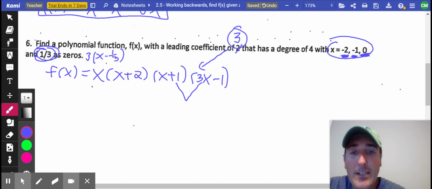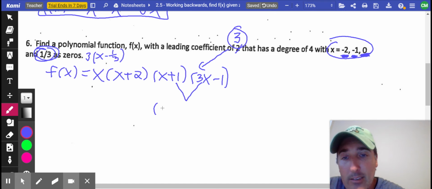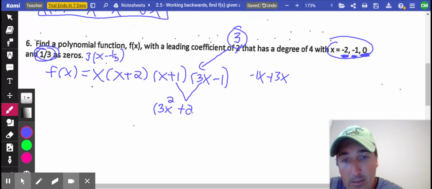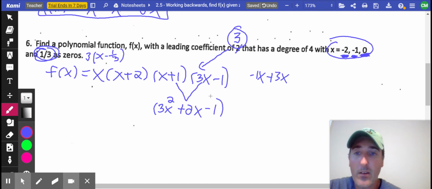So if I distribute the x plus 1, 3x minus 1, let's see, I'm going to get 3x squared. I'll write up here the outer term's minus 1x. The inner term here is positive 3x. So when I combine that, I get plus 2x. And then 1 times negative 1 is negative 1.